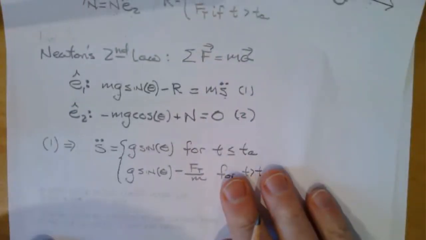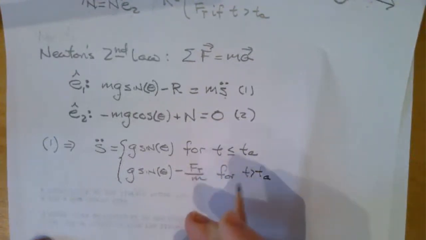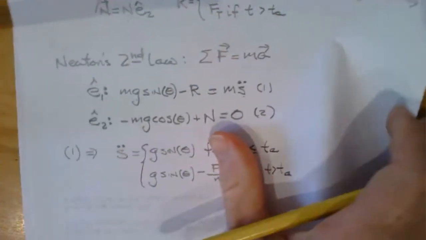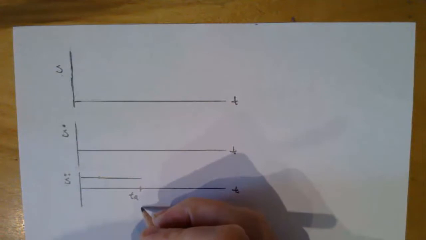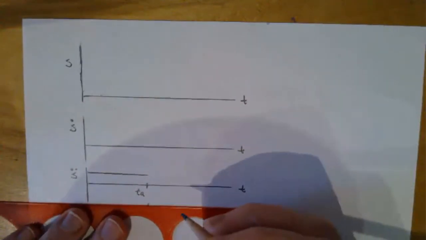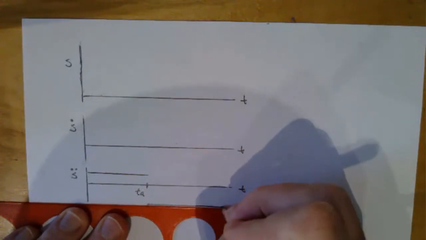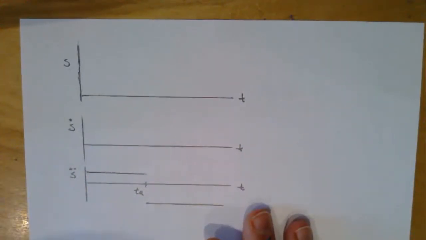And then at time ta, since the rocket thrust comes on instantaneously, I'm subtracting off this rocket thrust divided by the mass. Remember, the rocket thrust is sufficiently big to push the rocket car up the hill, so s double dot has to go negative. It has to jump down here at time ta, like so. So there's the s double dot.